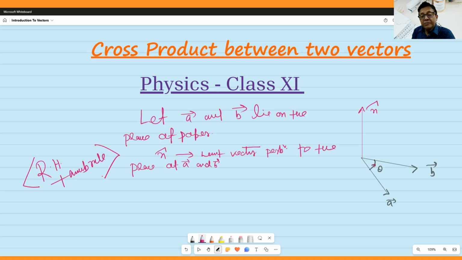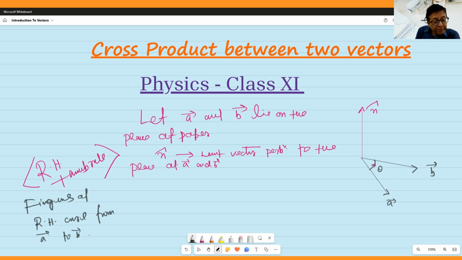Okay? Fingers of the right hand curl from vector A to vector B, and n cap is along the thumb. n cap is along the direction of the thumb.